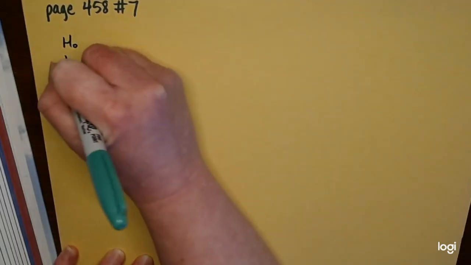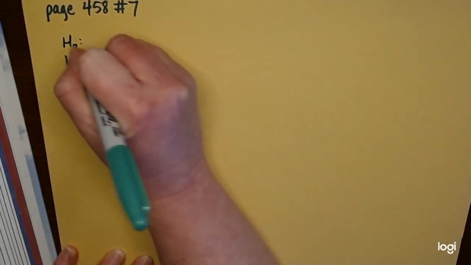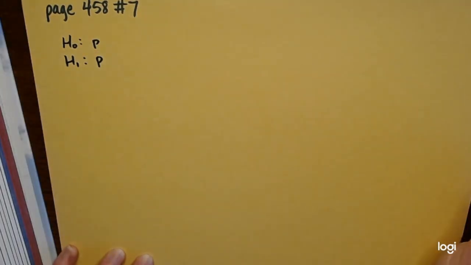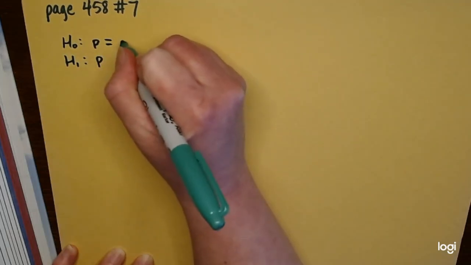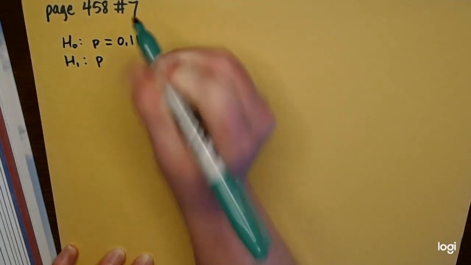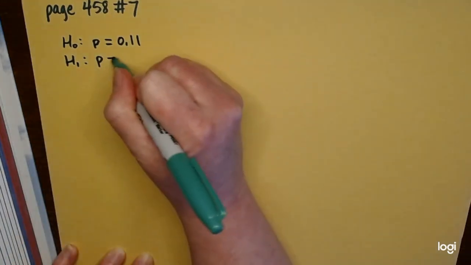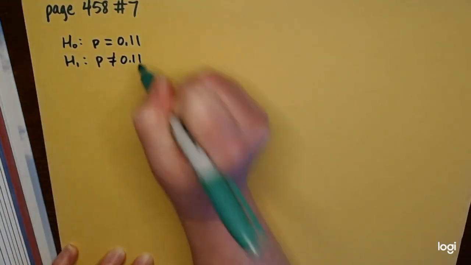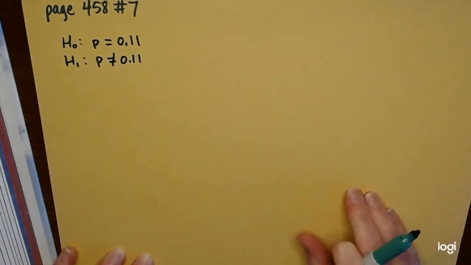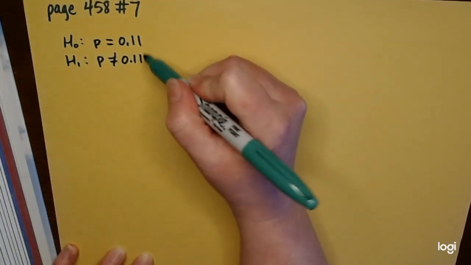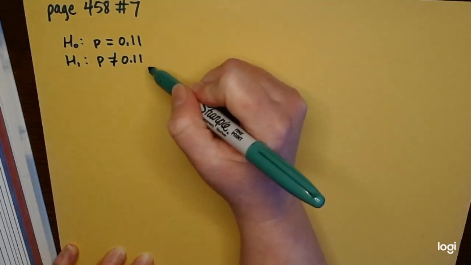Since this is a proportion, we'll set up our hypothesis using P, right, for the proportion. And they're claiming it is 11%. So the null hypothesis is that the proportion is 0.11 and the alternative hypothesis is that it's not 0.11, because we're not trying to see if it's greater than or less than 11%. We're just trying to see, is it 11% or is it not 11%?